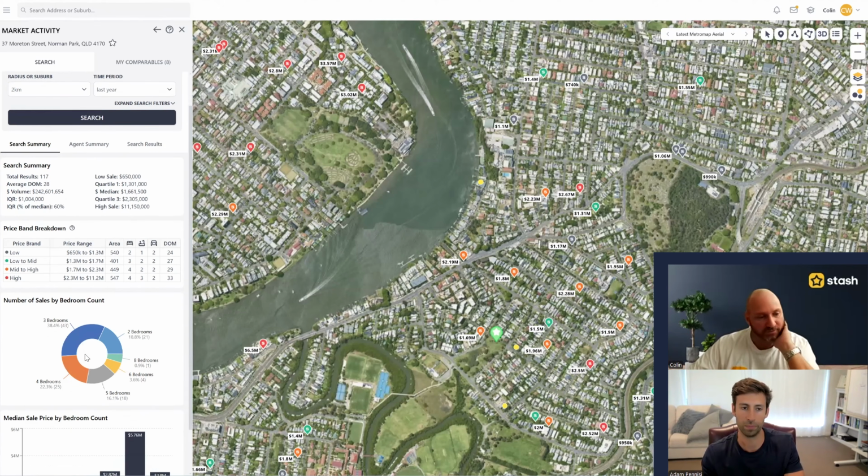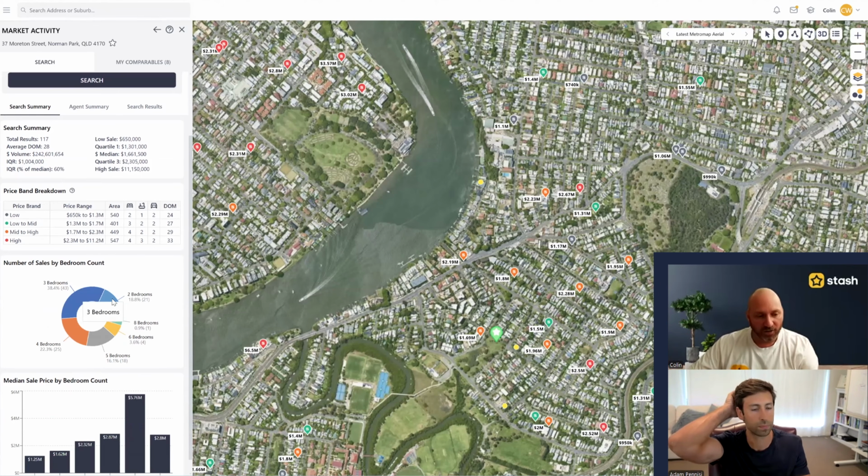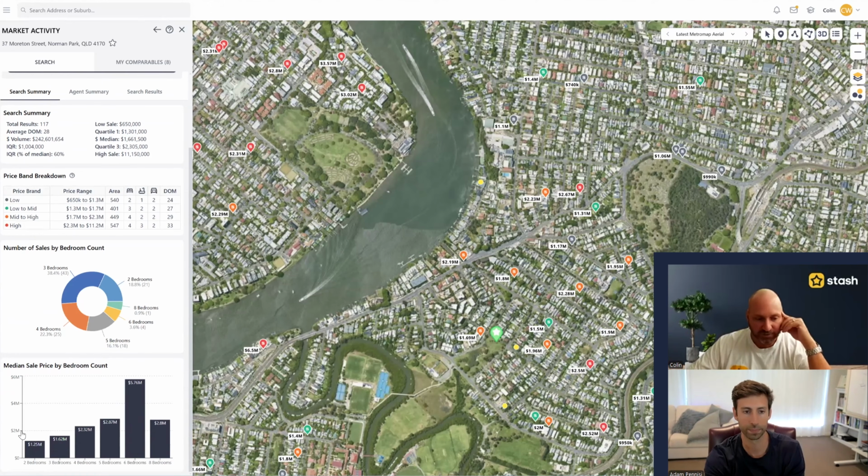The other point here is looking at the type of property. So how many 3-bedders have sold in the last 12 months, or how many 4-bedders have sold? If you are building or renovating, make sure there's a market for that final product. And then you can see the medians for those different bed counts there as well.